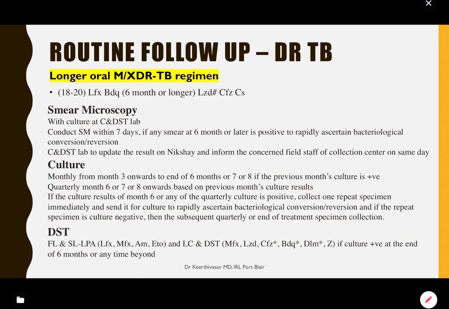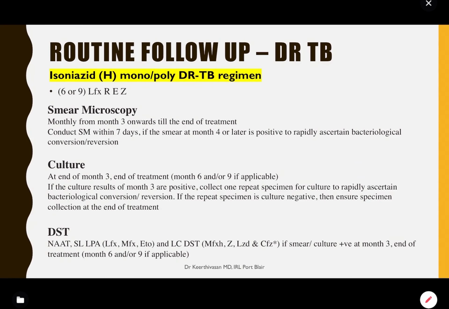Here also, based upon our protocol, first line, second line LPA is done, and also liquid culture DST is done. Now coming to our third group, that is isoniazid or H mono-poly DRTB regimen. Here you have a treatment duration of 6 to 9 months. Here also you see at end of third month culture is done and then it is done at the end of treatment. Smear microscopy is done monthly from third month onwards till the end of treatment.